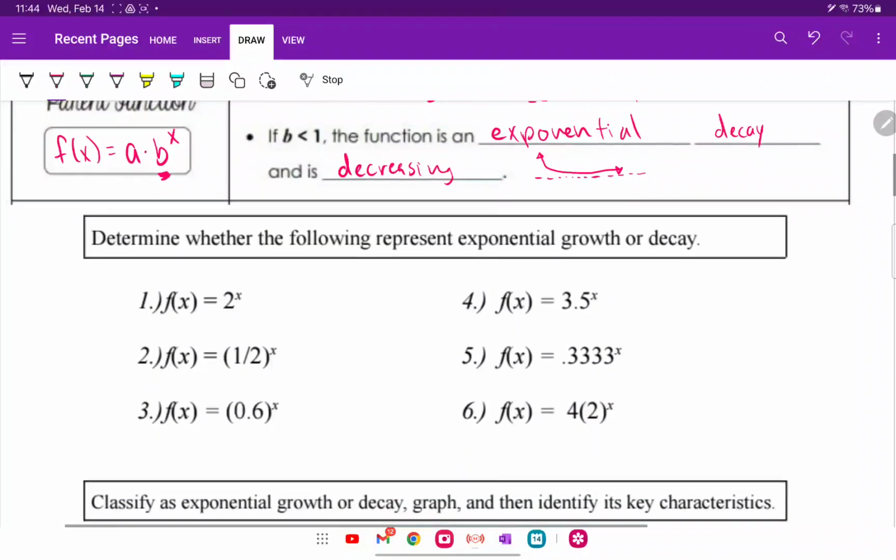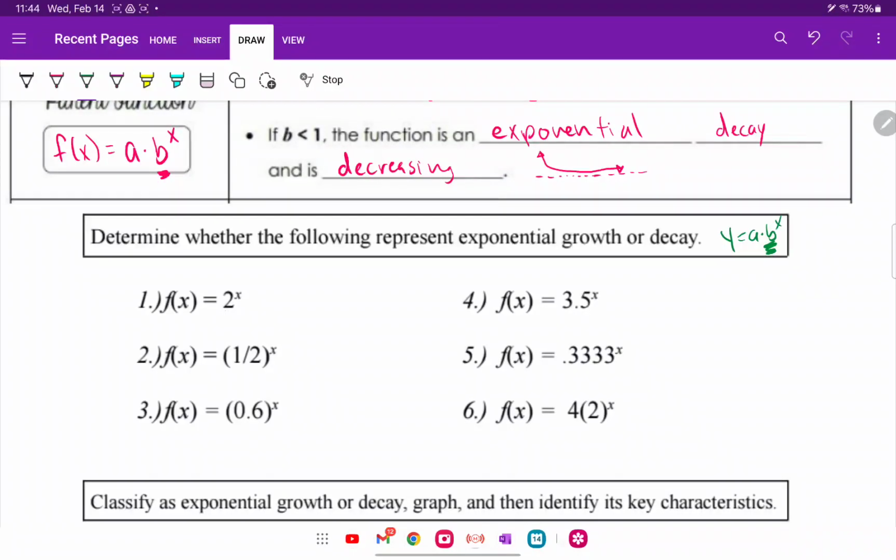So when I look over here, again, we are reflecting back on that equation, y equals a times b to the x power. And this b value right there, again, if that's greater than 1, it's exponential growth. If it's less than 1, it is exponential decay. So for number 1, how do I know which one is b? Well, b will always be raised to the x power. So here, 2 is going to be raised to the x power. So that's my b value there. That is greater than 1, so that is going to be growth.